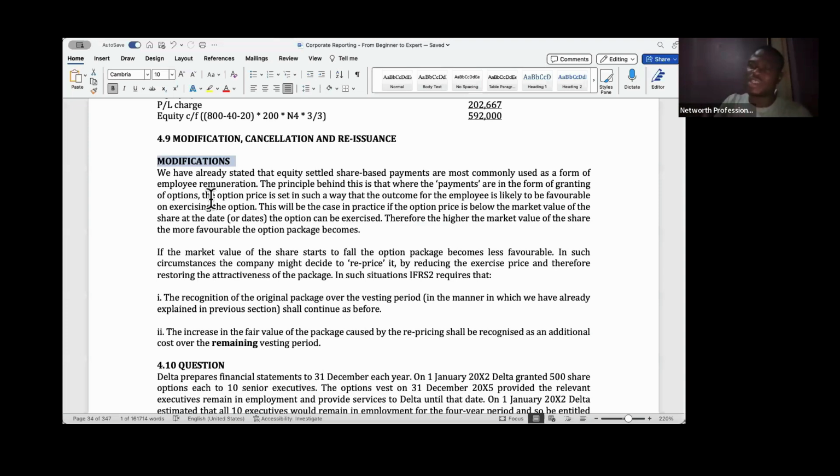So what makes it attractive is that if the share price today is 5 naira, they will set that exercise price to be like 2 naira. So anybody that looks at it will say, they are giving me shares that I will buy, let's say the vesting period is 3 years, that I will buy in the next 3 years for 2 naira, even though today the share price is 5 naira.